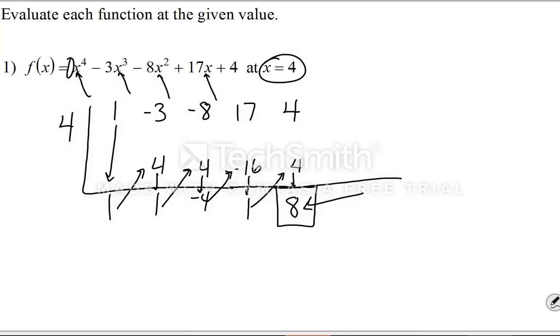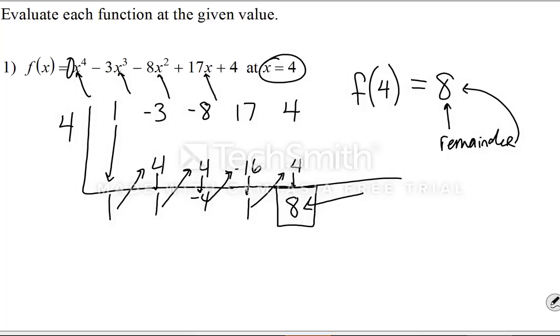Okay, so how we write our answer is that f of the number that you plugged in, which was 4, equals what you got at the end, the remainder. Okay, the remainder. That is your answer. f of 4 equals 8. Let's do one more example here and call it a day.